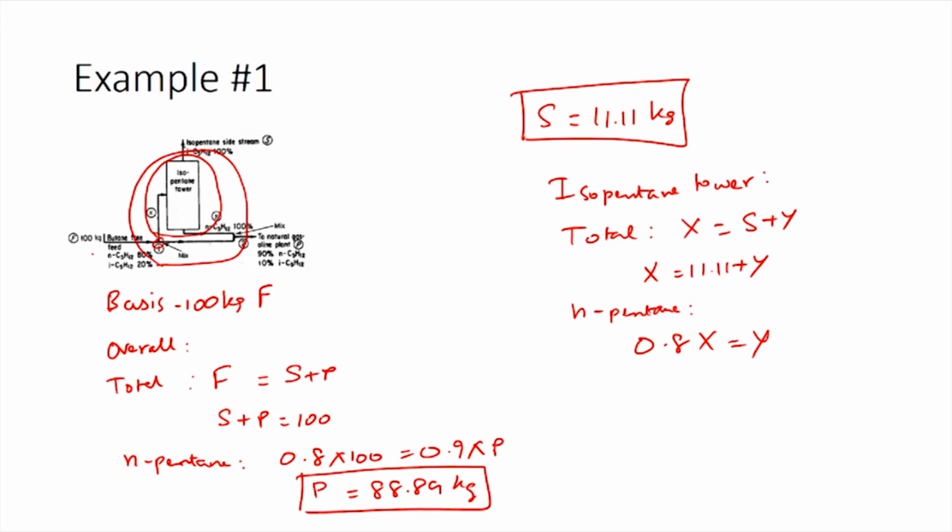So, this means the concentration of N pentane in the butane free feed and the fraction entering the isopentane tower would be the same, thereby you have 0.8 as the fraction of N pentane present in this stream. So, you have 0.8 x which is the input equal to the output which is y, the output is 100% N pentane giving you a mass value of y. So, using these two equations we can solve for x and y.